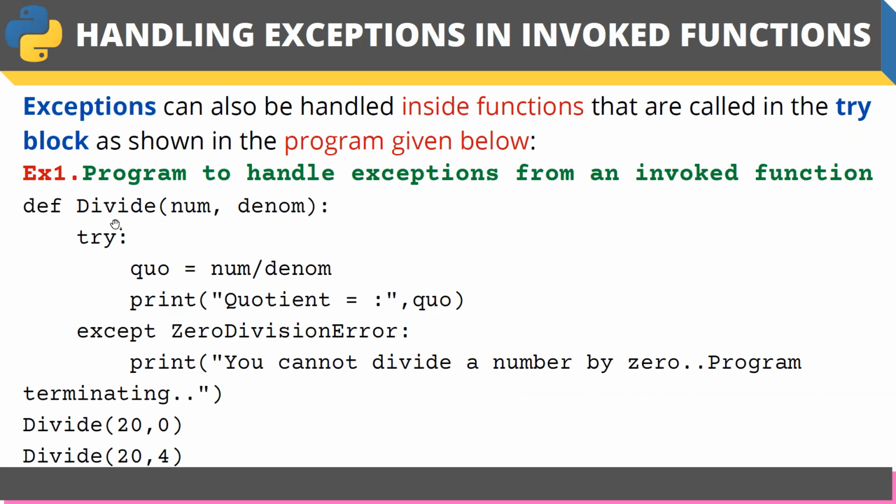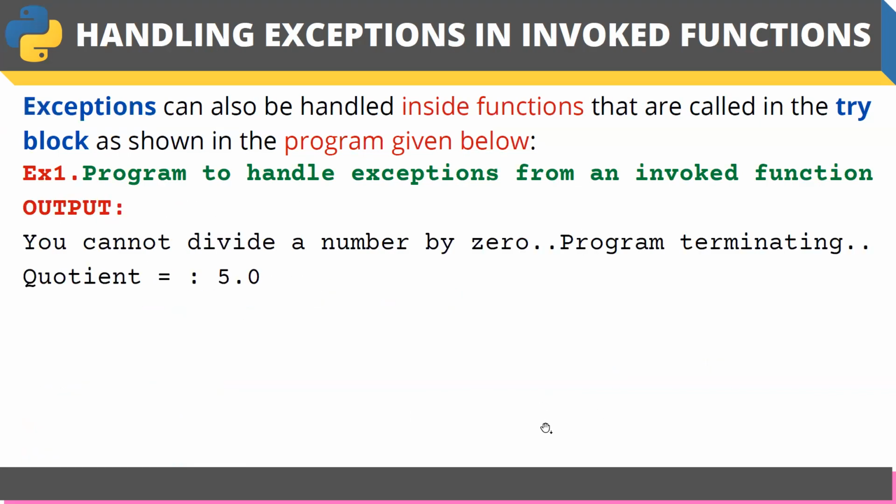Define divide(num, denominator), and try: quotient equal to num divided by denominator, and print quotient equal to quotient. Except ZeroDivisionError: print you cannot divide a number by 0, program terminating. And we are calling this method divide(20, 0) and divide(20, 4). Whenever we run this program, here also it will handle the exception.